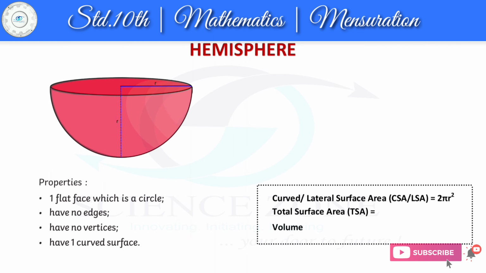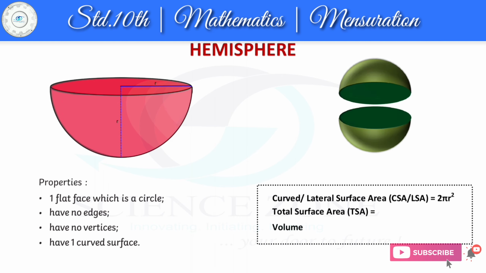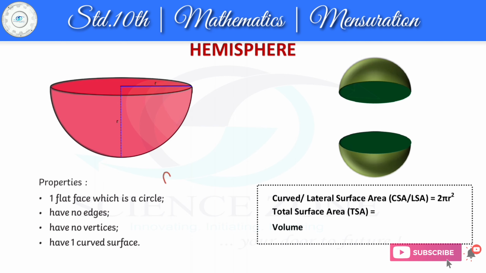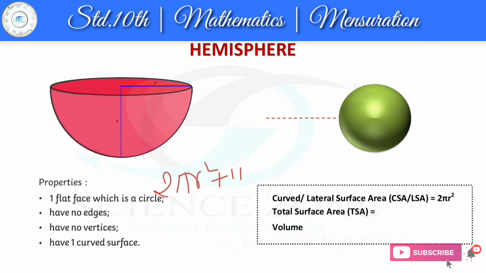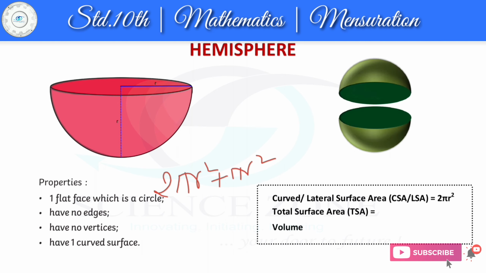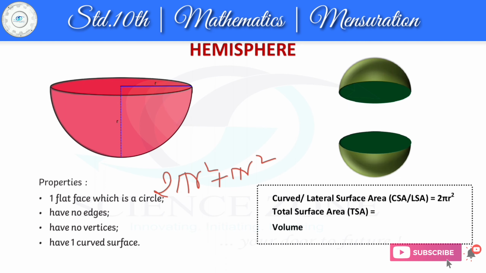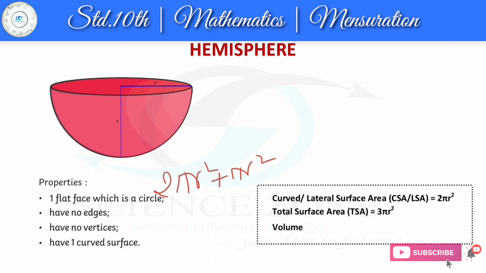Now if we want to find the total surface area of a hemisphere, then we have to add the area of the base. The base is a circle. So in 2 pi r square we have to add pi r square, that is area of the circle. Then the total surface area of a hemisphere will be 3 pi r square.